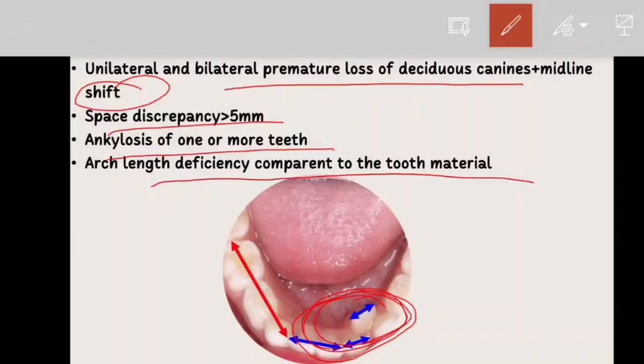Okay. So can we do serial extraction in spaced cases? No, we do not do serial extraction where space is present. Okay.